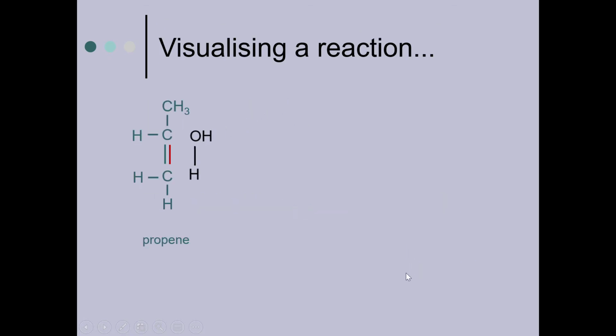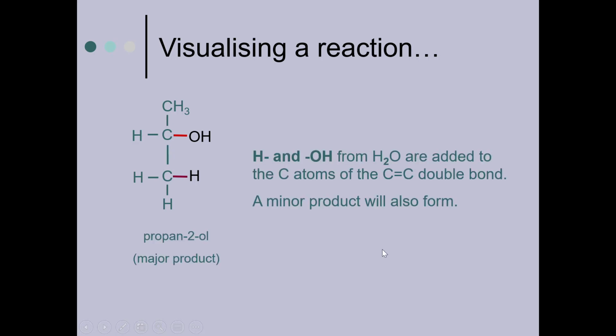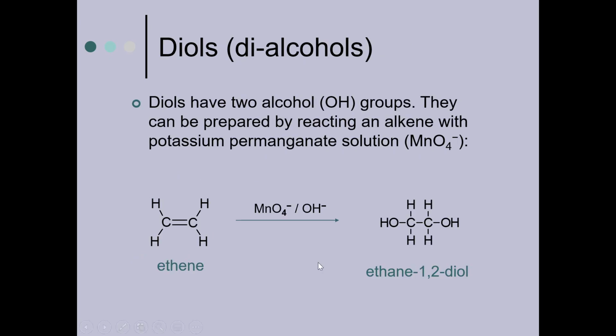Visualizing this process, we've done this through addition as well, but bonds break, new bonds form, and there's our alcohol. That's the major product, where the H and the OH are attached to either atom of the C=C double bond. You can also make a diol, which is like 2 alcohol groups, and we've covered this in addition as well, using potassium permanganate. I showed the OH minus there, showing that OH minus ions are important in this process, but this will happen just in neutral water as well.